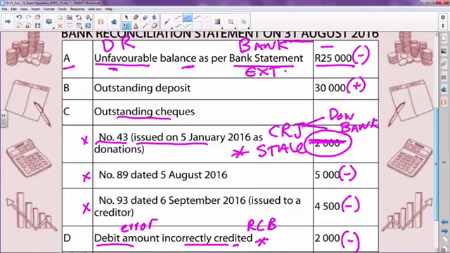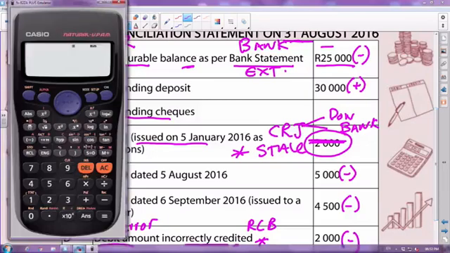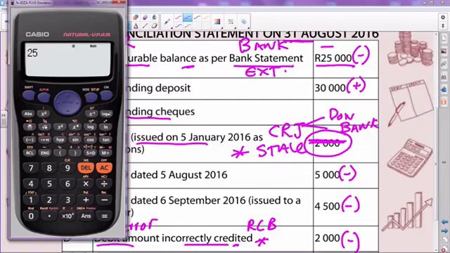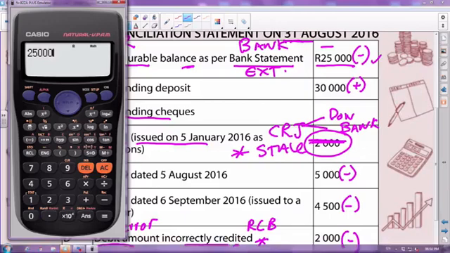Right, so let's do this calculation now together, and I'm going to explain one more time as I'm doing the actual calculation. So we've got an unfavorable balance as per bank statement, 25,000. Okay, so we've got a 25,000, which is obviously unfavorable. So I'm going to add up all my negatives. Okay, so 25,000. Right, then we've got our checks, which are also negative.